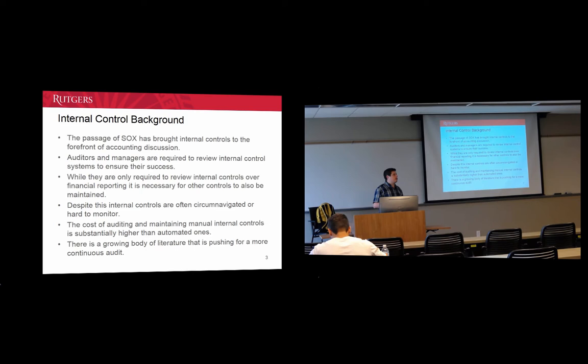Because it's all well and good for you to say there's a keypad on that door and nobody can get in to access our classified government information. But if the keypad's broken and there's no lock on the door, then yeah, you have an internal control, but it's not operating effectively, right?